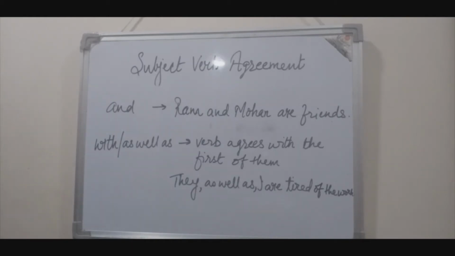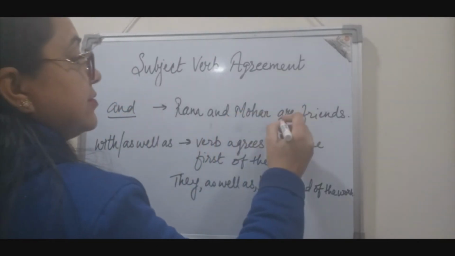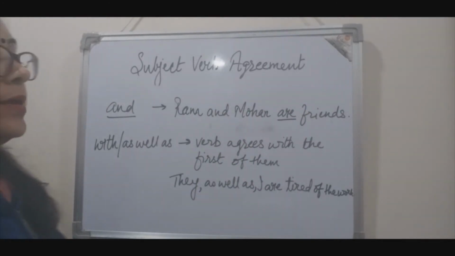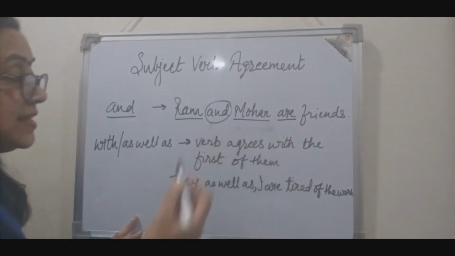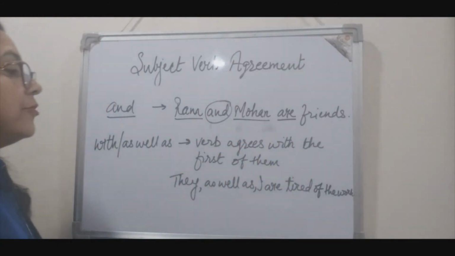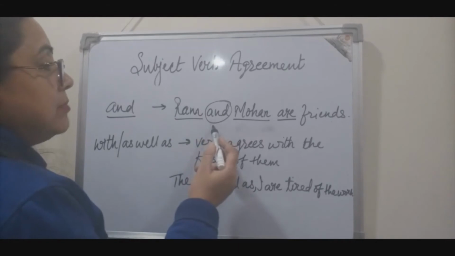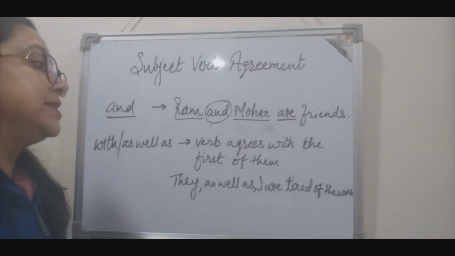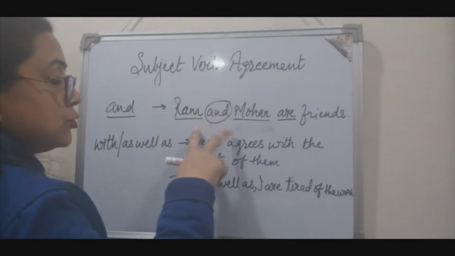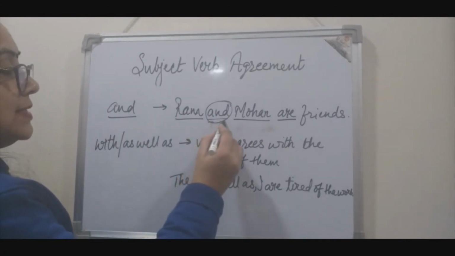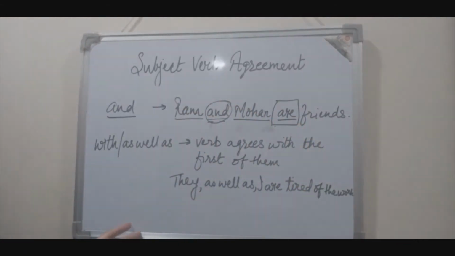Further, the next rule says, if two subjects are joined with and, in that case, the verb used is always plural in number, right? So, Ram and Mohan, obviously it becomes plural number, and therefore the verb used is plural. Fine. So, the sentence goes as Ram and Mohan are friends. We'll not say Ram and Mohan is friends. That would be wrong. Why? Because when we join two subjects together with the word and, it becomes plural number, and therefore the verb used is also plural in number.